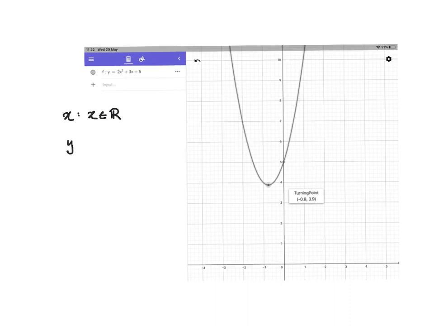But what about the range? Well, consider the values of y. I hope you can see from the diagram, what we have here is a curve with a minimum turning point. So the smallest value of y that we can have is 3.9. We can't have anything lower than that. So the restriction on the range then would be y is a member of the set of real numbers, y is greater than or equal to 3.9.